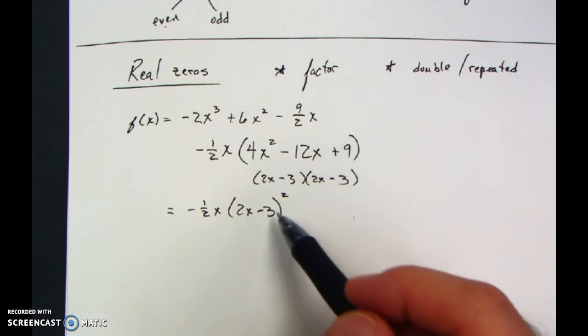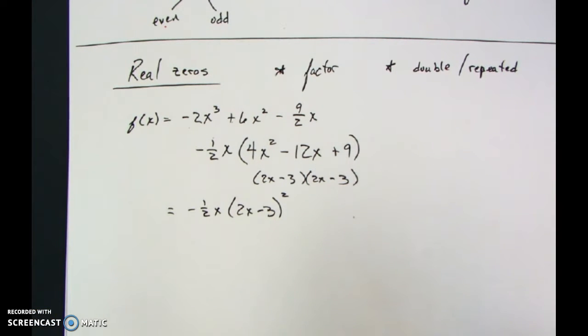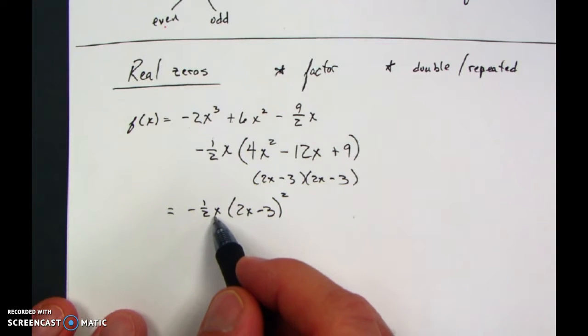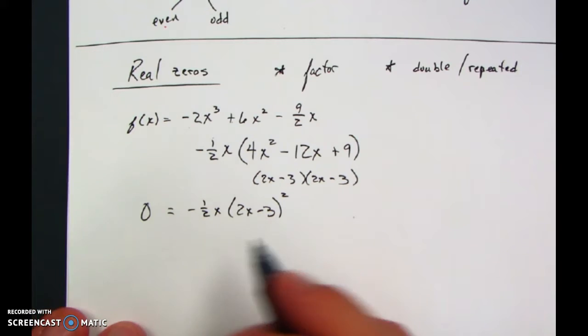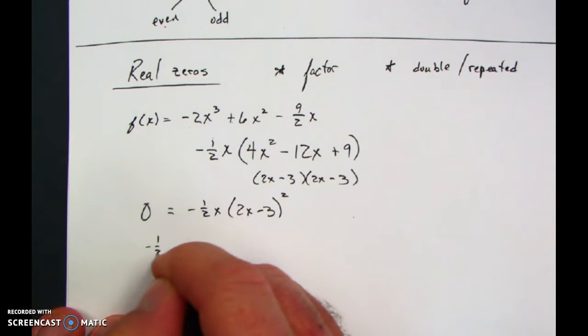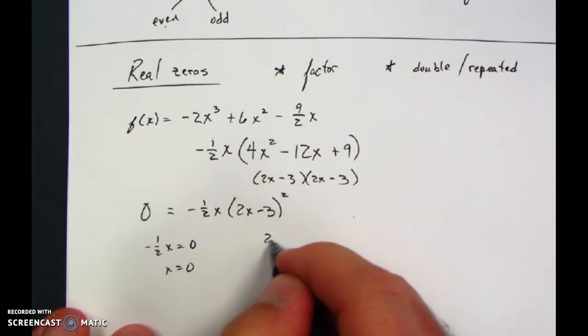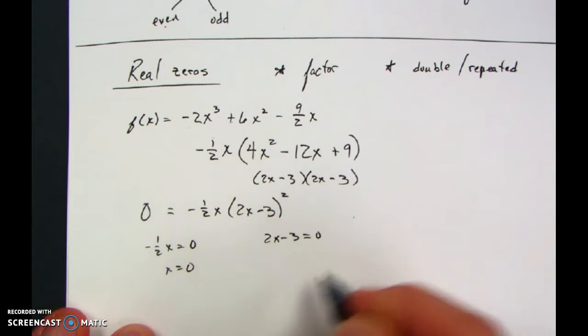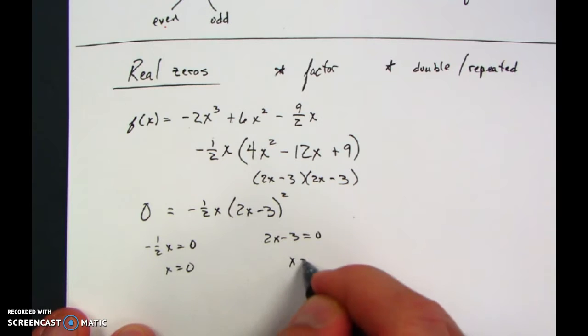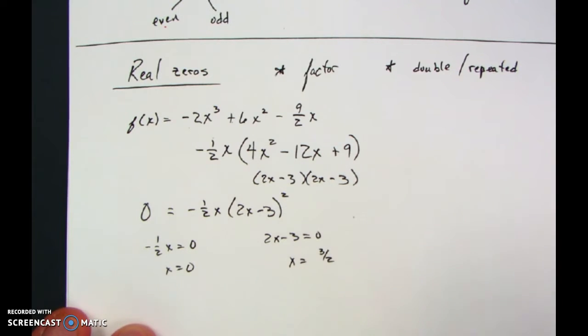That's a double root or double factor. And so when we're looking at this, I can set both of these equal to 0 to find our zeros. So negative 1/2 x equals 0 means x equals 0. Here we're going to say 2x minus 3 equals 0. Add the 3, divide by 2. X equals 3 over 2. And so we found our zeros.